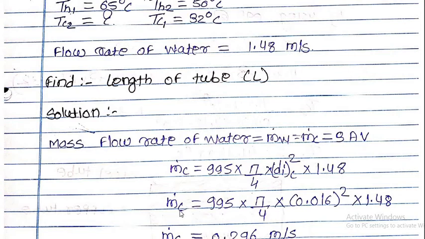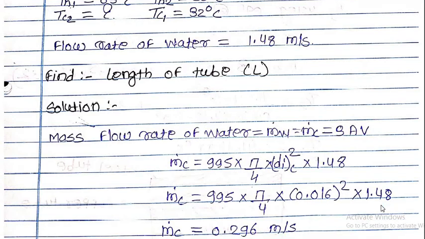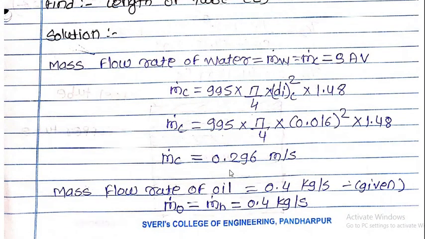Then we will get the mass flow rate of the cold fluid, that is nothing but water, equal to 995 multiplied by pi by 4 multiplied by the inner diameter of the copper tube, 0.016, its square, multiplied by 1.48. Then the mass flow rate we will get equal to 0.296 kg per second. Okay. So the mass flow rate of oil is a given quantity. It is given in the problem statement, which is equal to 0.4 kg per second.